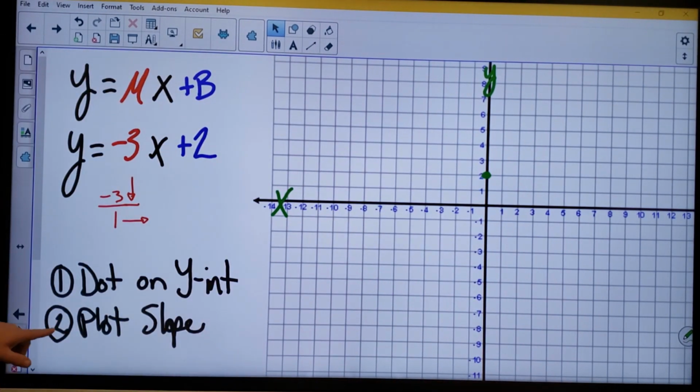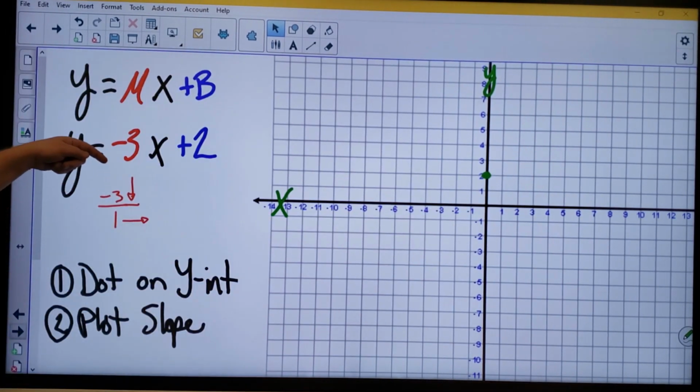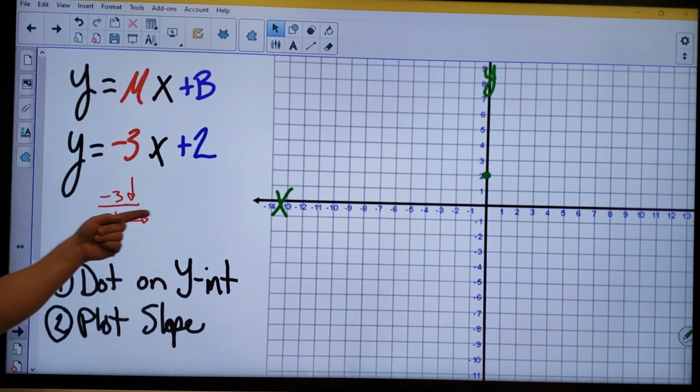And then we're going to plot our slope. Now, in this particular case, our slope is -3. So if you think back to your studies on the slope formula, slope is basically a fraction, the rise over the run, okay? So if we take -3 and write it as a fraction, we'll have -3 over +1. So this means that starting at this point right here, we're going to go down 3 and right 1. So it's -3 over +1.